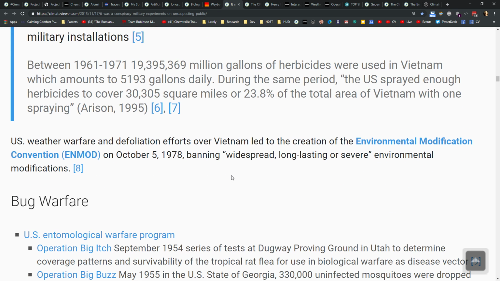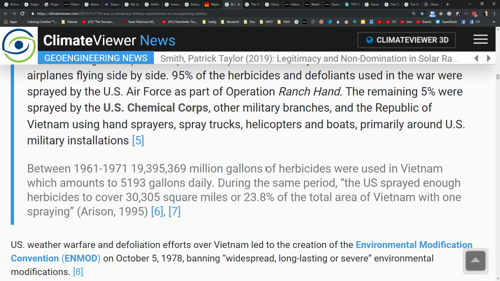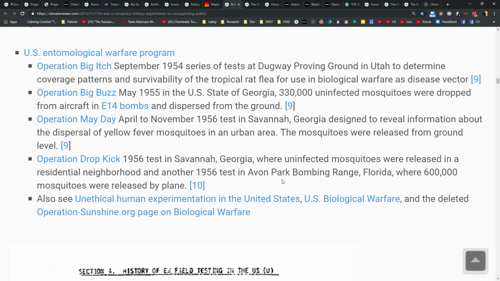All right, so let's move along. There actually were several. They were known as the Rainbow Agents. So it wasn't just Agent Orange. I mentioned Agent Green earlier. There was an Agent Blue and a Red and a whole bunch of others. Look it up. Bug warfare. Dropping fleas and mosquitoes from bombs. Cannot make this stuff up.